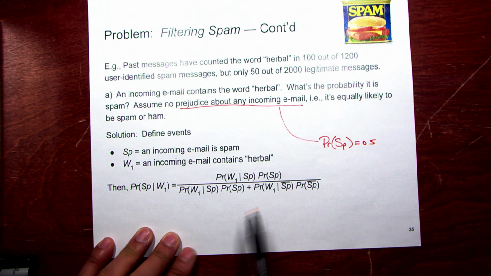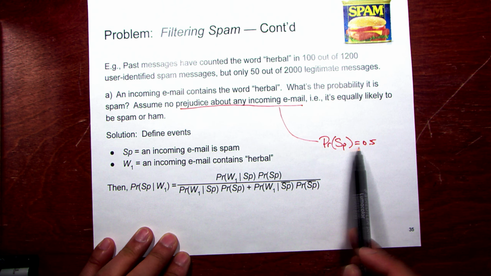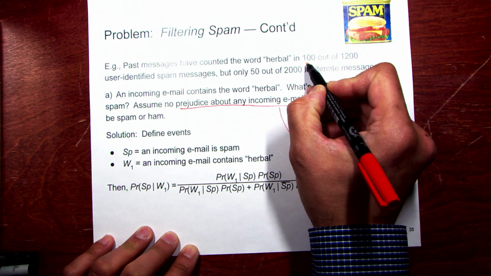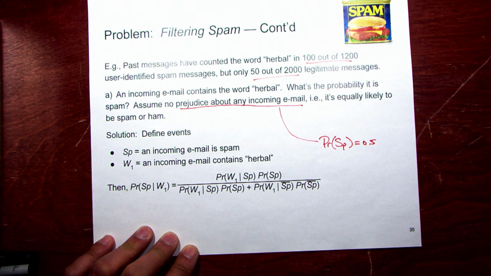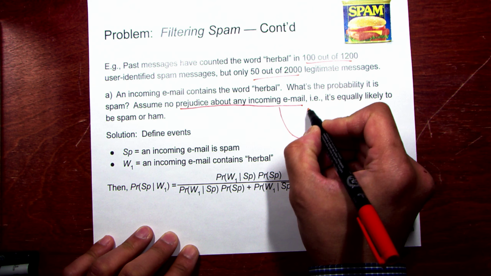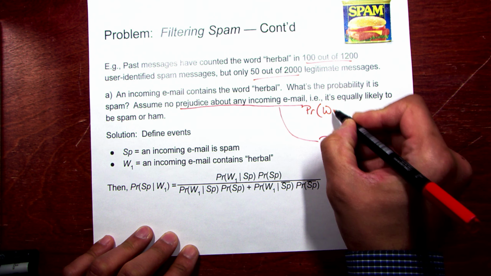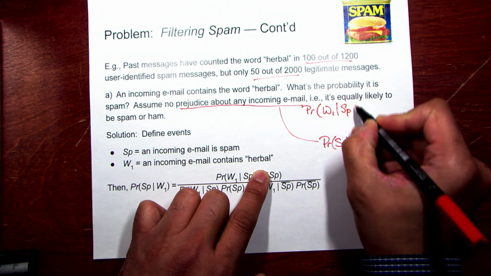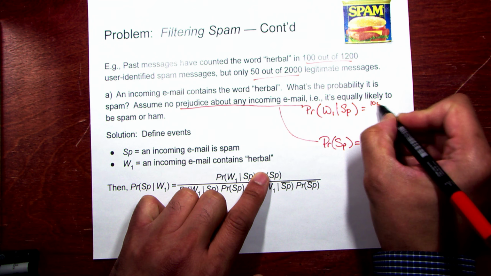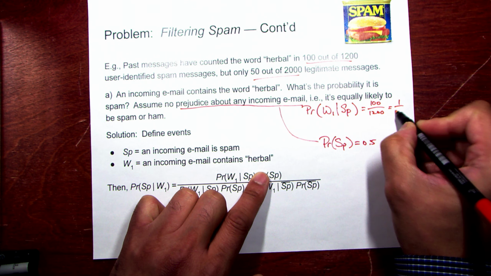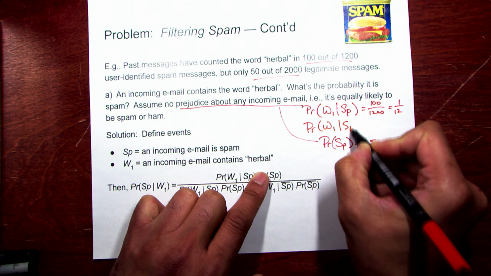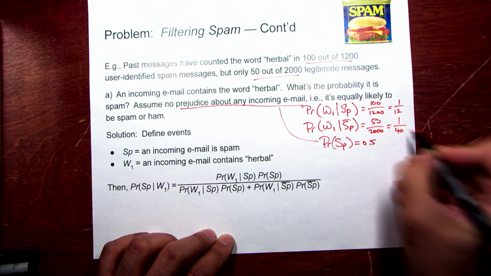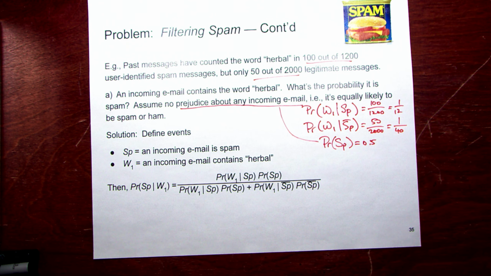So define events. SP is incoming email is spam. We got that at 0.5. W1 is the incoming email contains herbal. We have 1 out of 1,200 and 50 out of 2,000 as our conditional probabilities. The probability that W1 appears, so herbal appears, given that it's spam, is 100 out of 1,200, which is 1/12. And the probability that it appears in ham is 50 out of 2,000, which is 1 in 40. So much, much less.